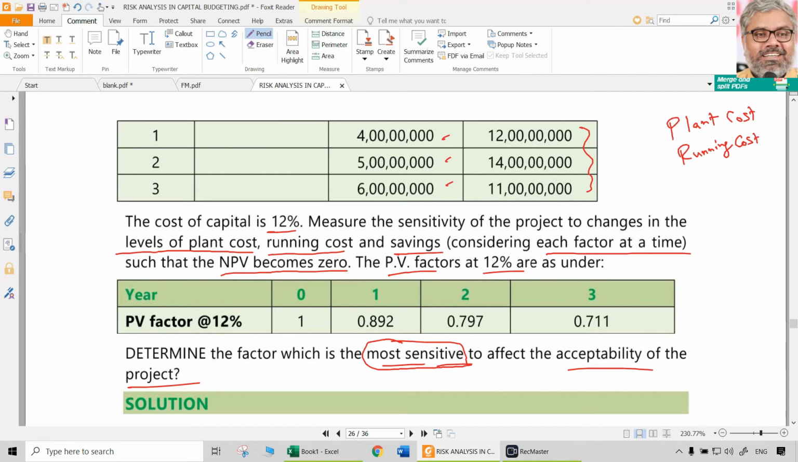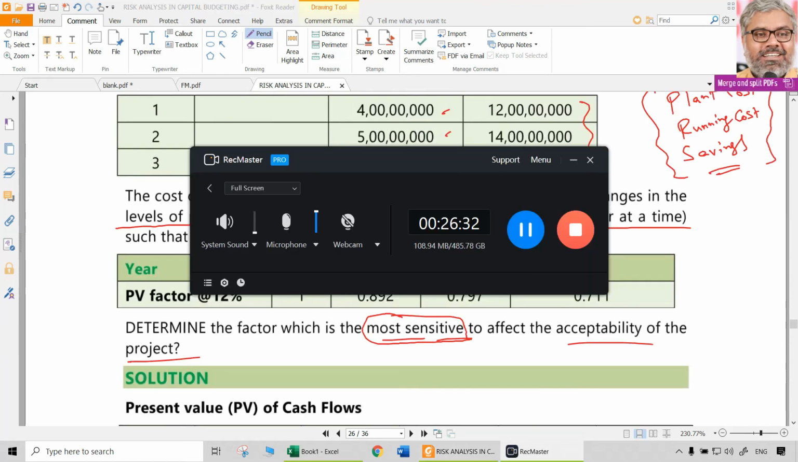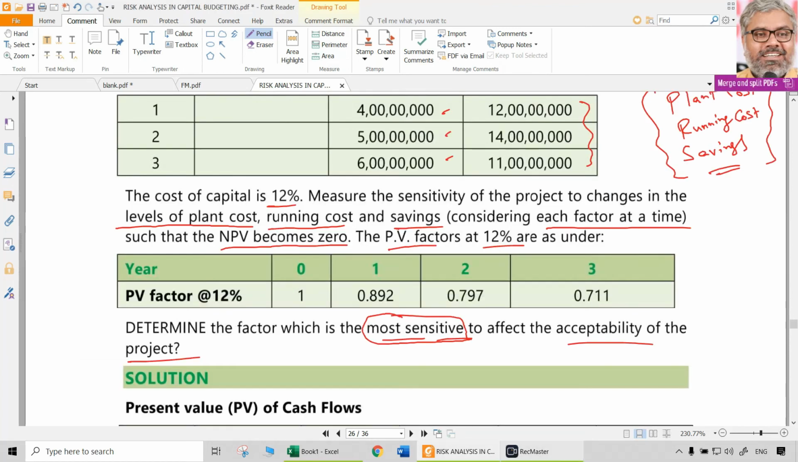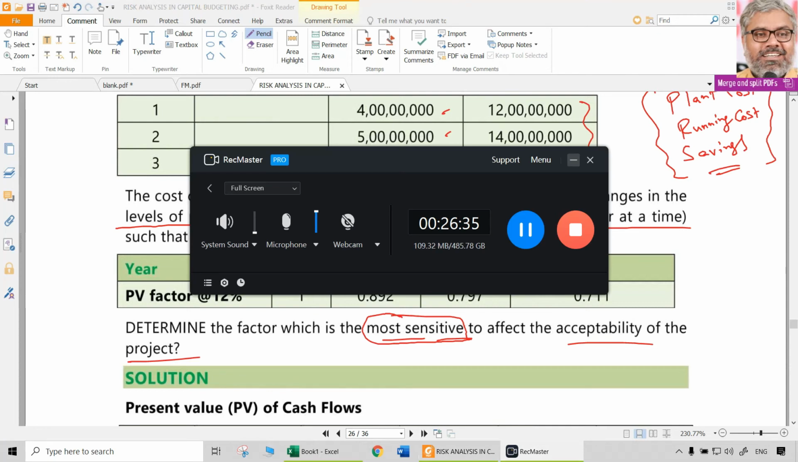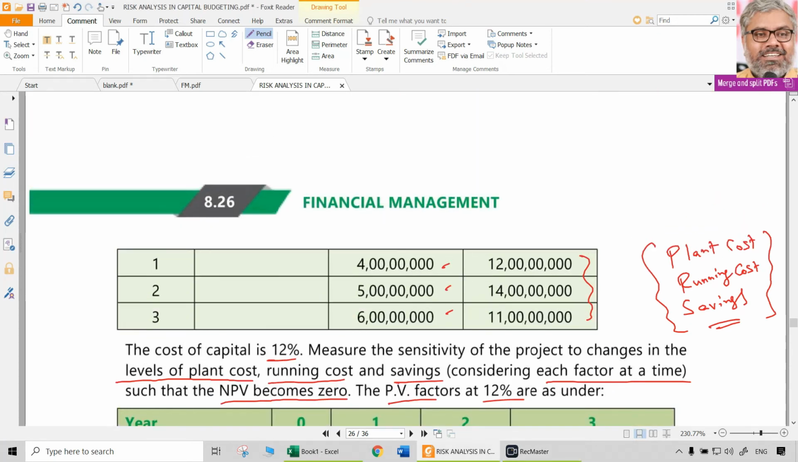And third one is savings. To which of these factors the project is most sensitive? That has to be calculated. That is this illustration number 11. So first let us calculate the base case NPV. Then we can see the sensitivity of each of the factors on the NPV.